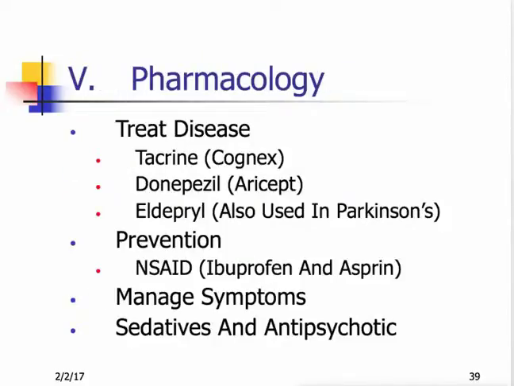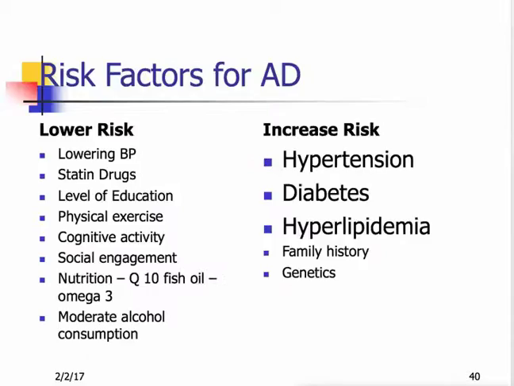Pharmacologically, there are some medications, you probably know of Aricept. Prevention: ibuprofen has been shown to prevent dementia, at least there are some studies on that. Oftentimes it's managing the symptoms, especially any types of psychotic behavior.